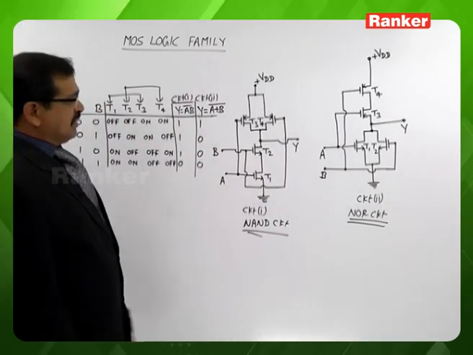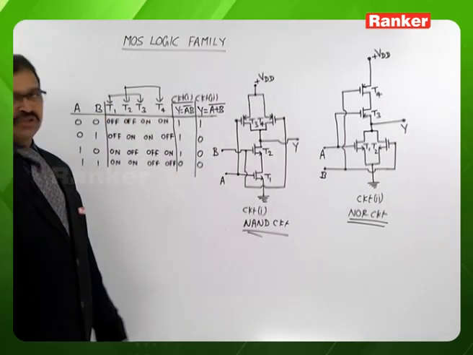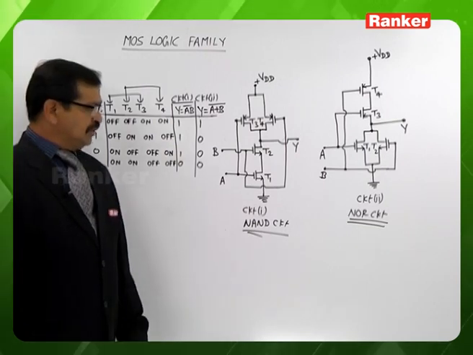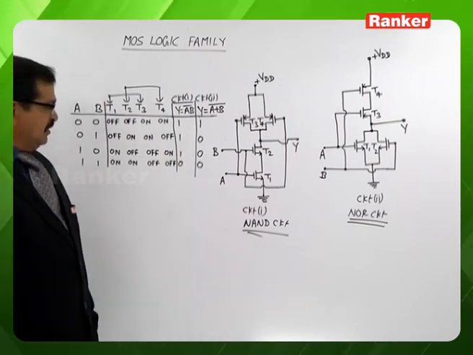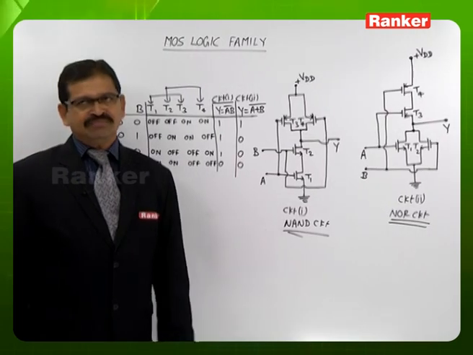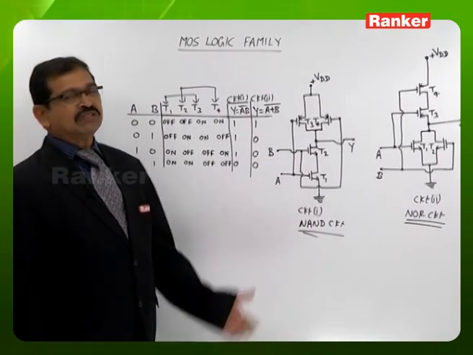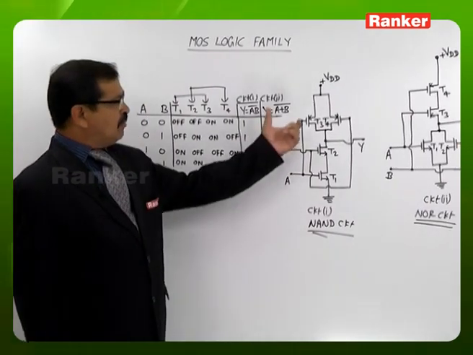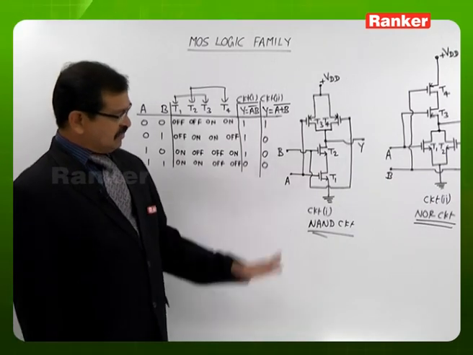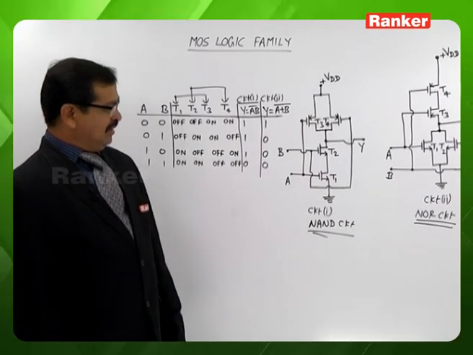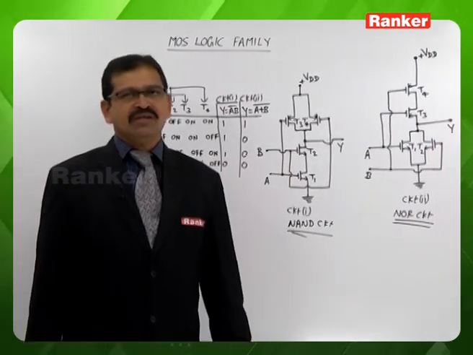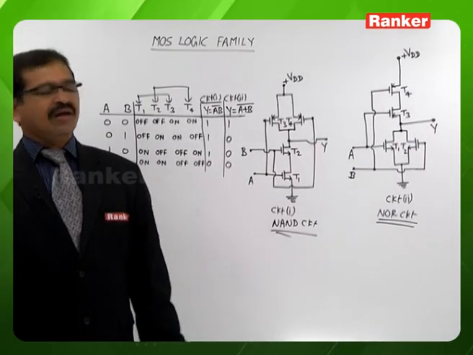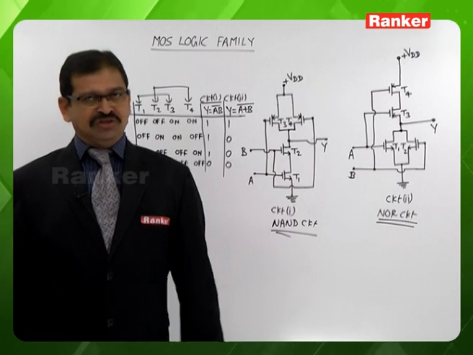So we have circuit 1 operating as a NAND gate circuit, and circuit 2 operating as a NOR gate. In the NAND circuit implementation, N-channel MOSFETs are in series and the P-channel MOSFETs are in parallel. Whereas in the NOR circuit implementation, N-channel MOSFETs are in parallel and the P-channel MOSFETs are in series.